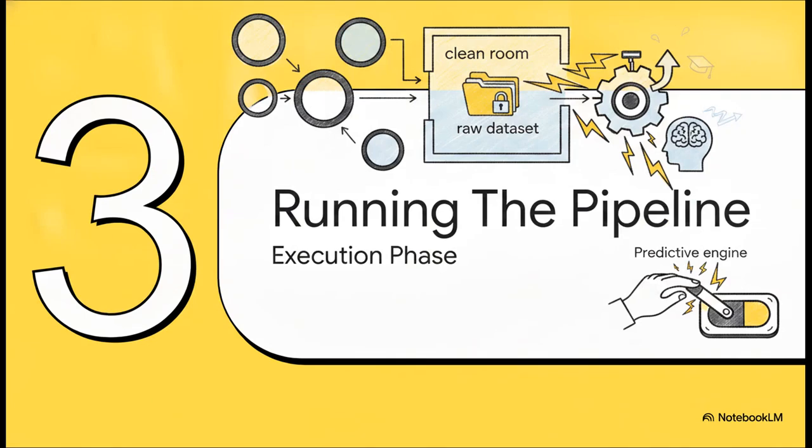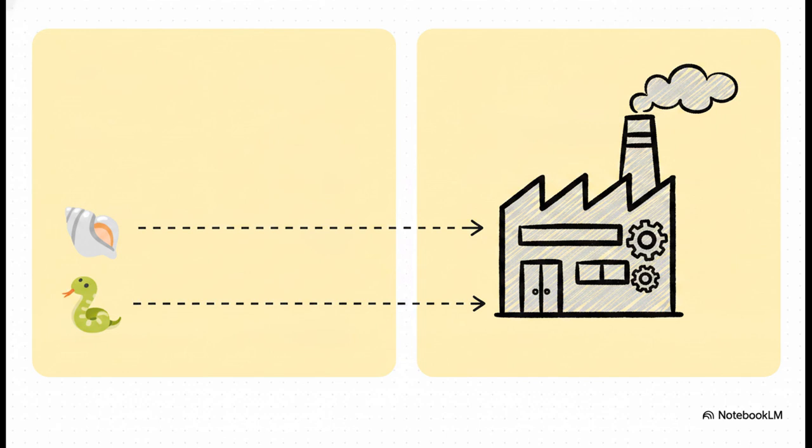Which brings us to Section 3, running the pipeline. All right, so we've built the clean room, we've loaded our raw data into the right folder, and now it's the exciting execution phase. Time to flip the switch and turn on that predictive engine we just built.